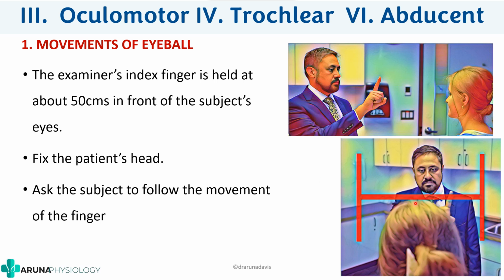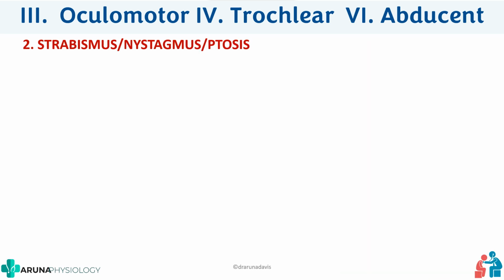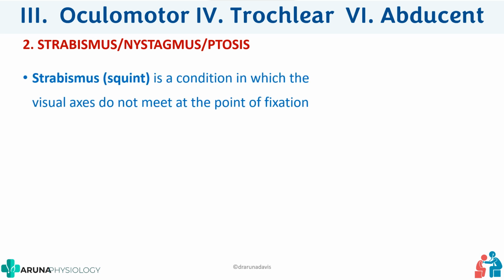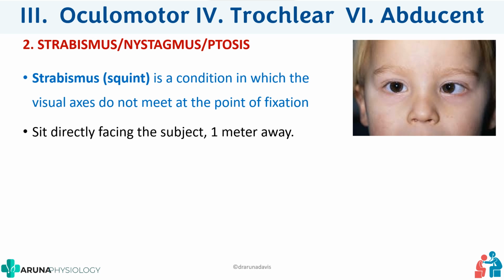Remember, this also you have to practice, otherwise you will get confused when you reach the examination hall. Now the next thing we have to test for in the 3rd, 4th, 6th cranial nerve is whether there is any strabismus, nystagmus or ptosis. So first we'll see what strabismus is. Strabismus or squint is a condition in which the visual axes do not meet at the point of fixation. So as shown in the picture, this is called squint or strabismus.